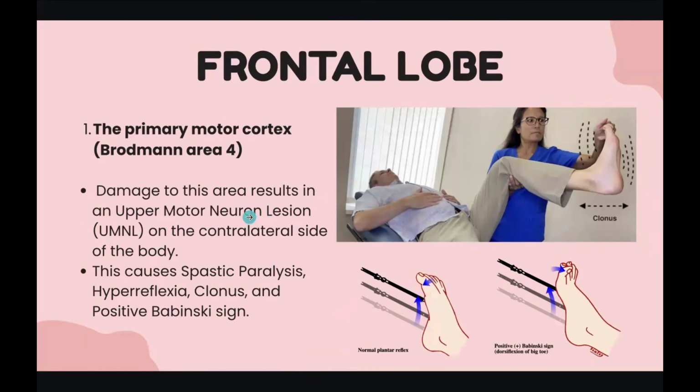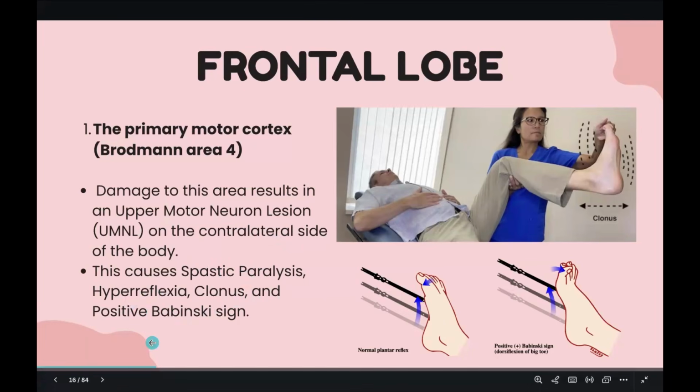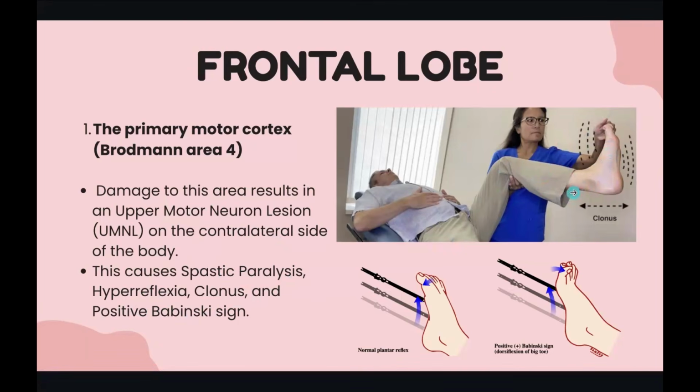All right, so as I said, for every function we need to know, we'll also talk about the dysfunction or the damage. Damage to this area will cause an upper motor neuron lesion. This will cause, on the contralateral side of course, spastic paralysis, hyperreflexia, which is exaggerated reflexes, and clonus, which is shown in this picture. So this is a way to test for clonus.